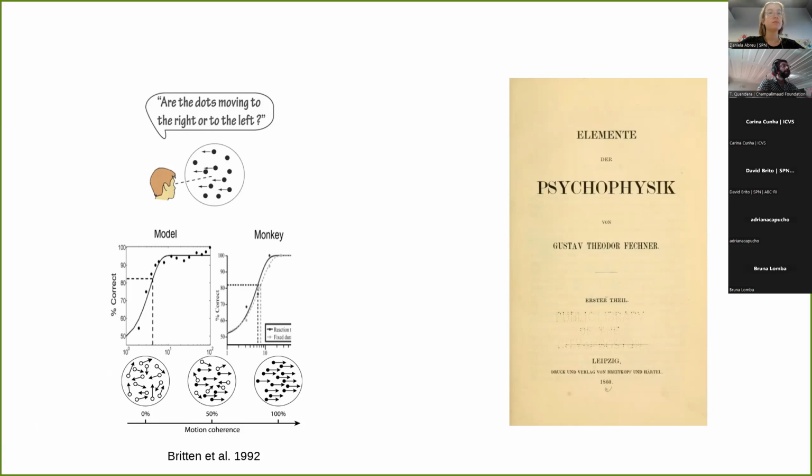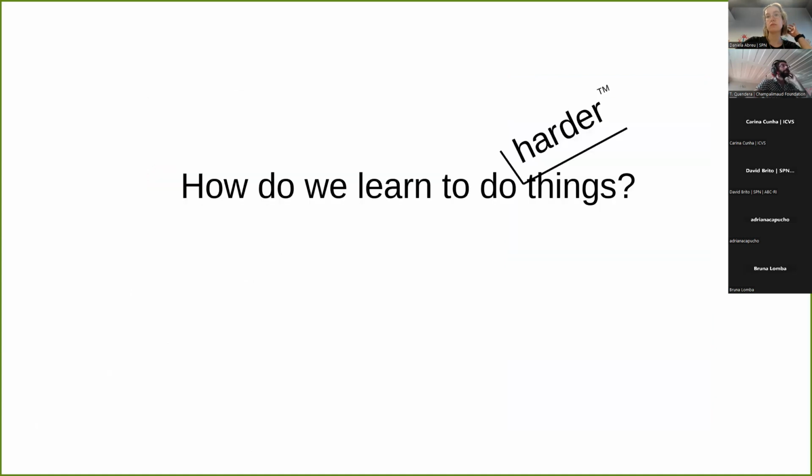And if we look at the responses of the individuals, whether the dots are moving right or left, we can see that they are directly correlated with the motion coherence. And this is a very simple yet elegant observation that generates the so-called psychometric curve that has been used in thousands of studies across the last hundreds of years. So a bit harder question is, how do we learn to do harder things?